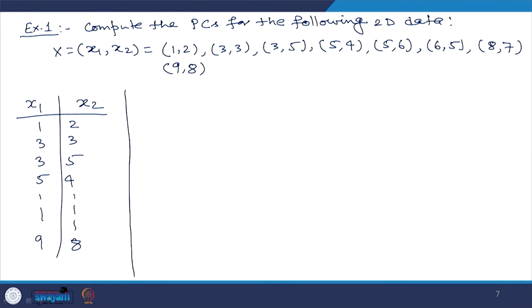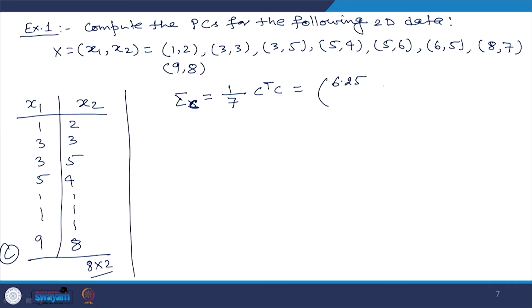So first, this is my data matrix. So 1 2 3 4 5 6 7 8, it is an 8 by 2 matrix. This is the matrix C. First I have to find sigma C, that is the covariance matrix, that will become 1 upon 7, meaning 8 minus 1, as 8 are the sample points, C transpose into C, and this comes out to be 6.25, 4.25, 4.25, 3.5.